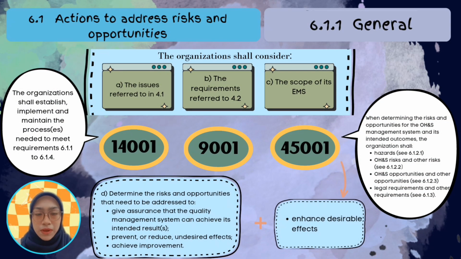In 6.1.1 general part, there is a similarity across ISO 14001, 9001, and 45001, which is that the organization shall consider the issues, the requirements, the scope, and determine the risks and opportunities that need to be addressed to give assurance that the quality management system can achieve its intended results, prevent or reduce undesired effects, and achieve improvement. And for 45001, there is an extra point, which is to enhance desirable effects.